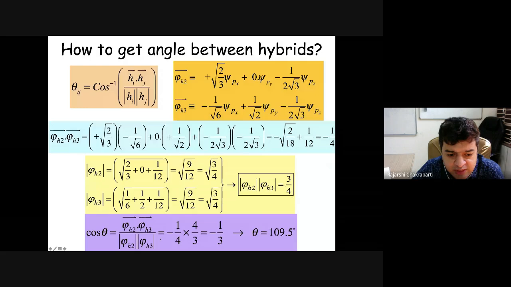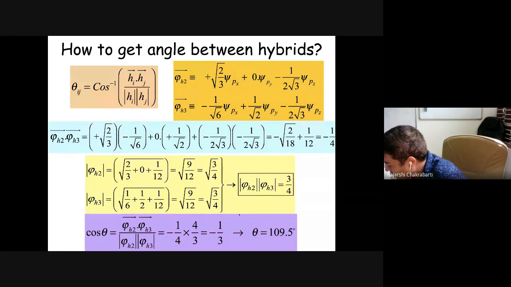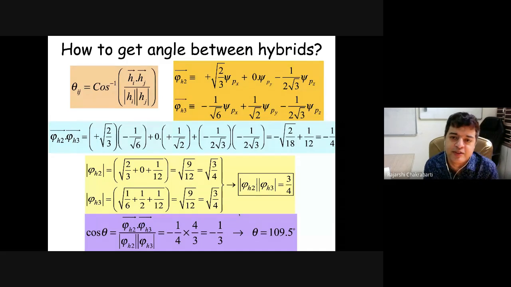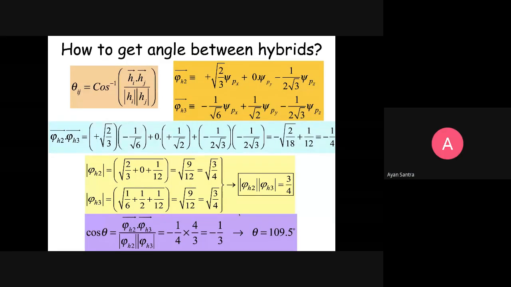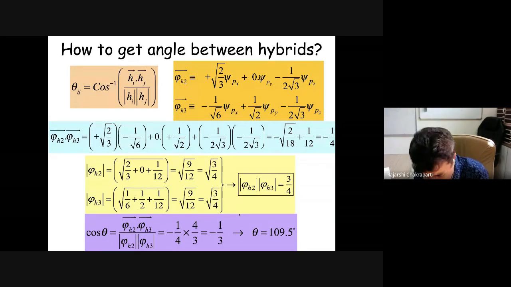the product is this. And then you put it back, you see that cos theta becomes minus 1/3, and this ensures the angle is 109.5 degrees. So now you can tell me what are these hybrid orbitals? What kind of hybrid orbitals are these? These are sp3, yes, because the angle is 109.5 degrees.